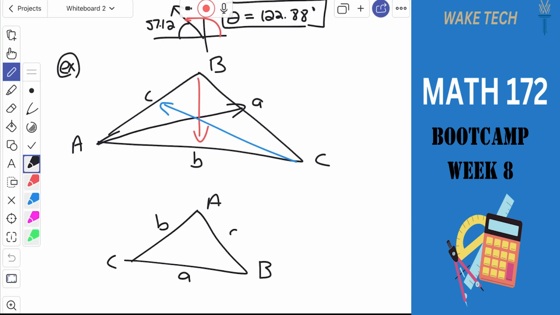Okay. So that side A is still across from angle A. Side B is still across from angle B. Side C is still across from angle C. Like that, the sides always have to be paired with their angles in that manner, but it doesn't make a difference whether you start with A or whether you start with B. Okay.